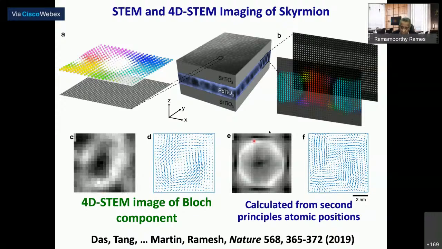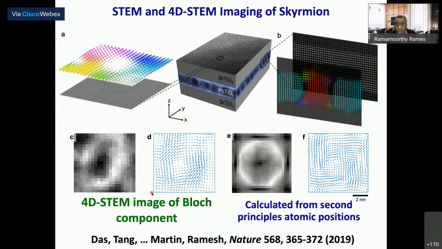The calculated images from first principles actually agree pretty well. This is a little bit more sheared, but overall it agrees very well. Subsequently, we have gone and imaged hundreds of these kinds of skyrmions. They all have the same sense of rotation. The rotation that you see with these arrows is all in the same direction, which says that the entire ensemble of skyrmions has the same handedness, which is very fascinating.